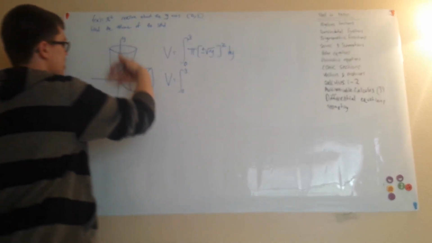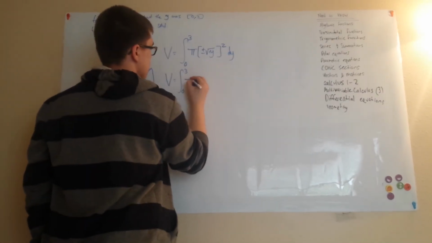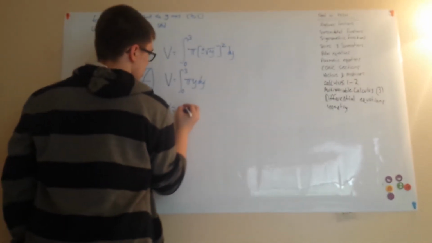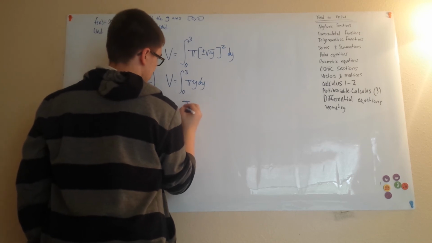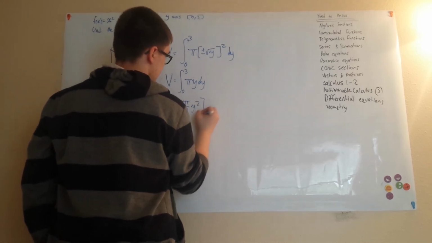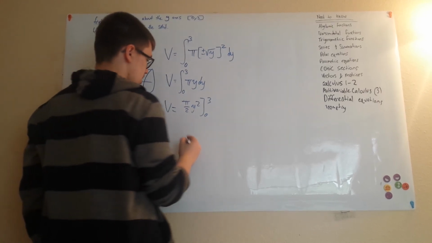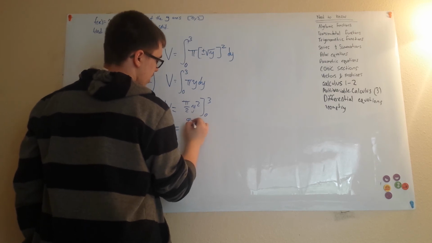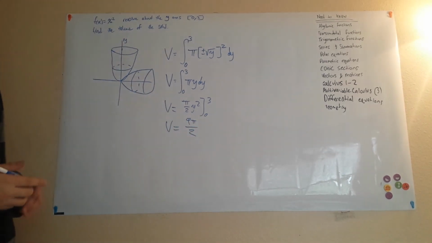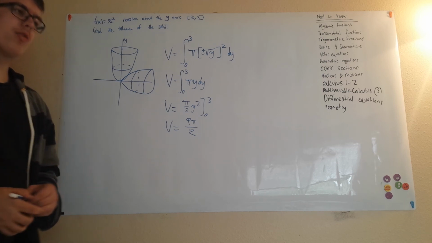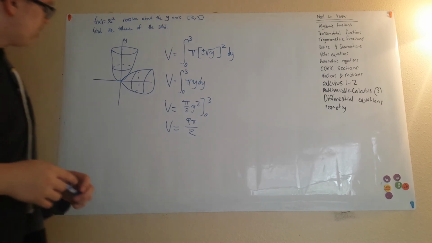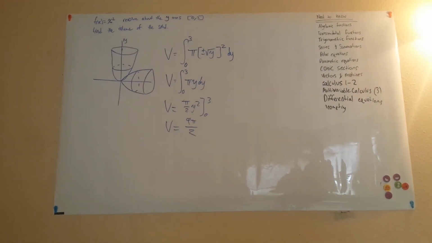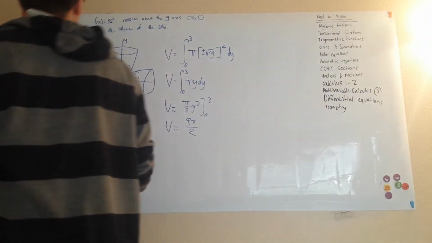So, in this case, y cannot be negative. So this is pi y dy. This is going to be pi over 2 y squared from 0 to 3. We know that the volume is going to be 9 pi over 2. Same volume. It's just in a whole different direction. So watch out for problems that say revolve about the y-axis.